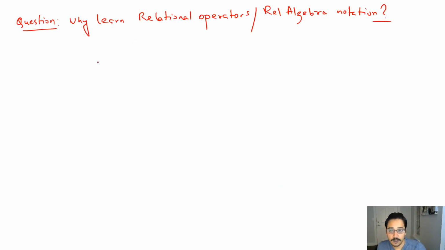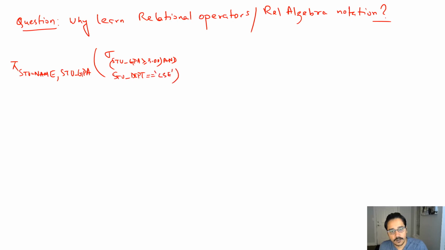Okay. So now, again, coming back to our original discussion, if we had this example here where we had project student name, comma student GPA, after selecting the rows where student GPA is greater than or equal to 3.00 and student department is equivalent to CSE from the student table.